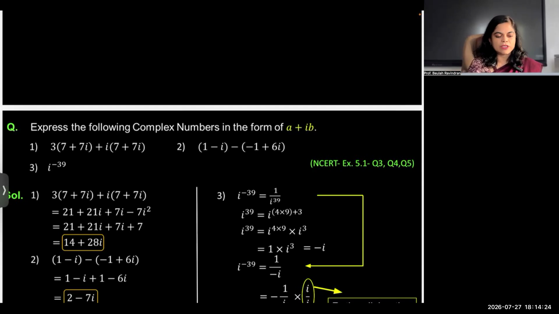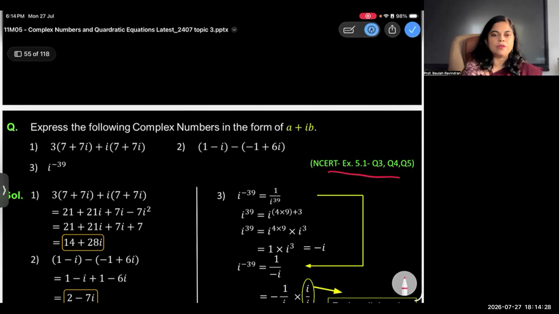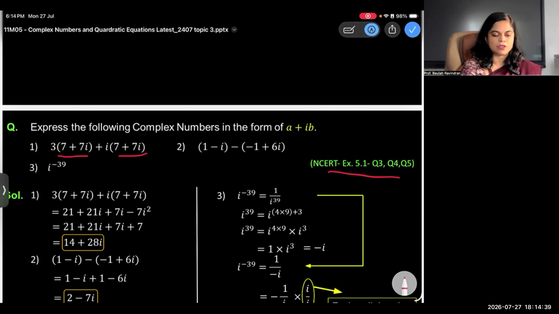So what is this question? It is from your NCERT book. Express the following complex numbers in the form a plus ib. Okay, so 3 times (7 plus 7i), i times (7 plus 7i). It is the first one. You need to multiply all these things and then segregate the real number separately and the imaginary number separately. This is very simple. You can understand.